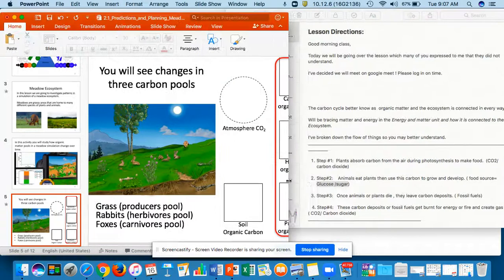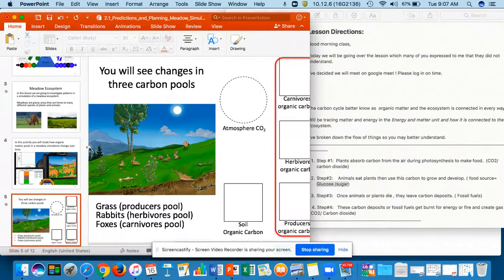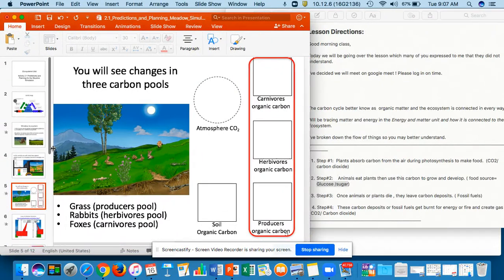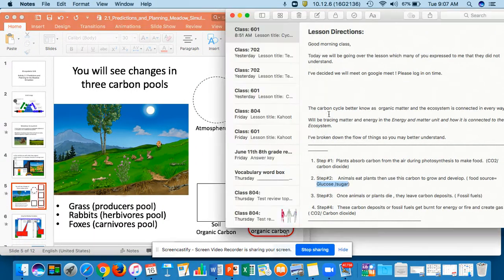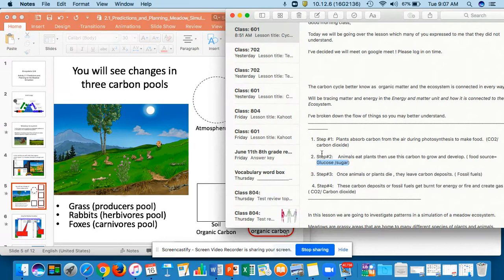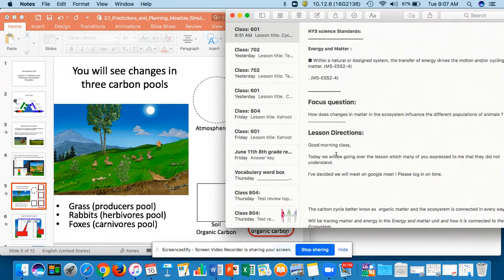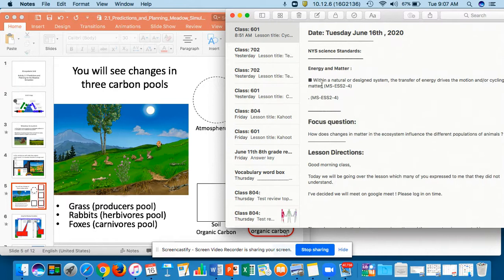Okay, guys. So as per our discussion, we talked about the carbon cycle. I'm just going to repeat it one more time. I have the steps listed here, step by step, if you want to understand in more detail. But it's basically, if we go back to the standards, within a natural or designed system, the transfer of energy drives the motion and/or cycling of matter in an ecosystem.